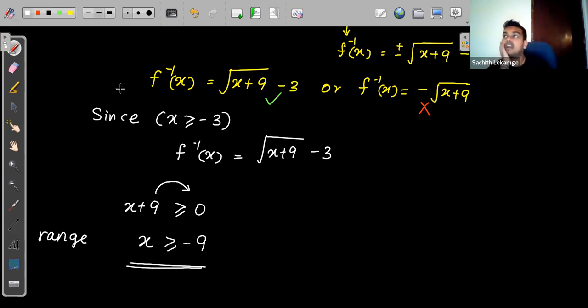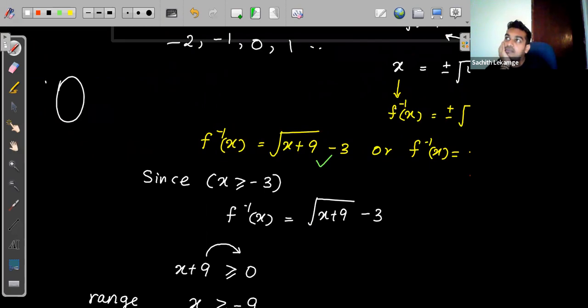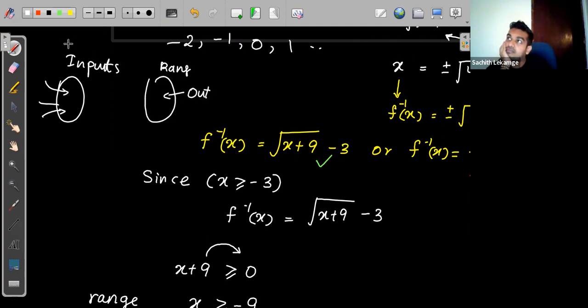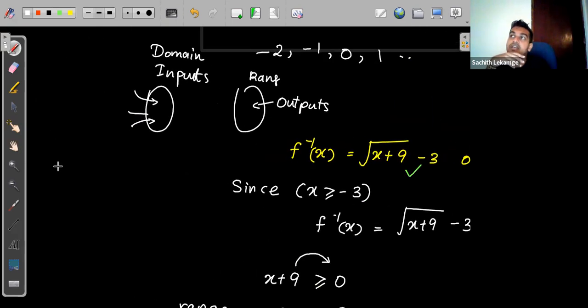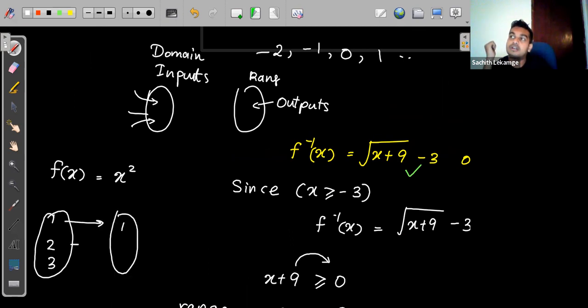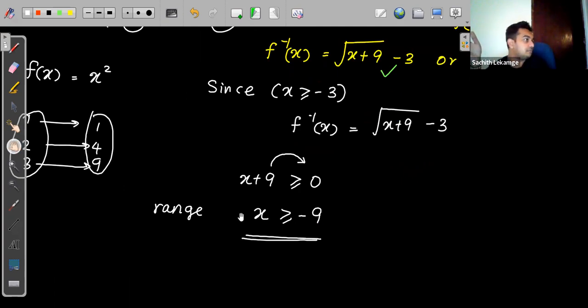What is domain and range first of all? Domain is inputs. Range, the better word is outputs. In a function, inputs you call domain, outputs you call range. As an example, if you take the function f x equals x squared, inputs 1, 2, 3. What are the outputs? You guys tell me. 1, 4. That's how we take the function, right? According to that, we can input any value, but range is always bigger than or equal to minus 9, right? Write it down. This is the answer.